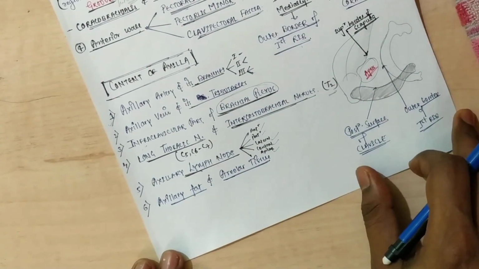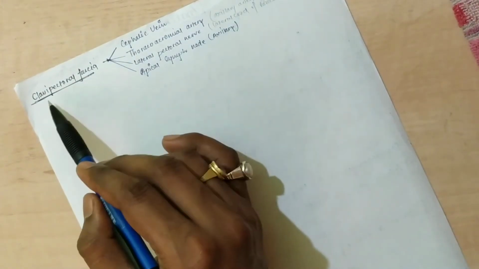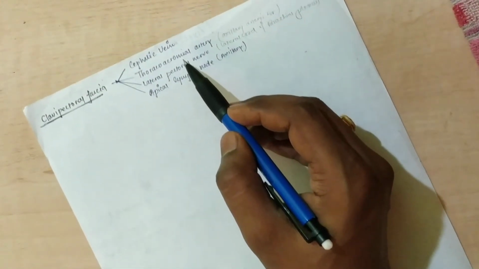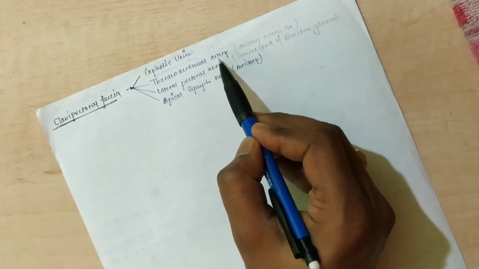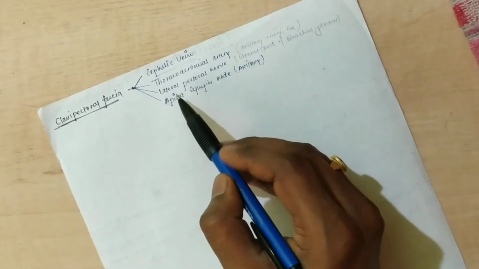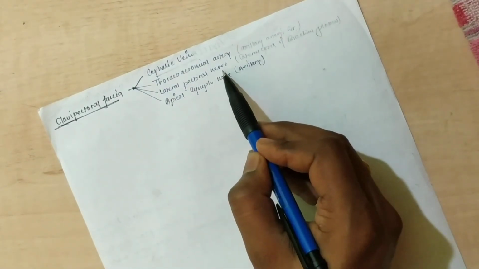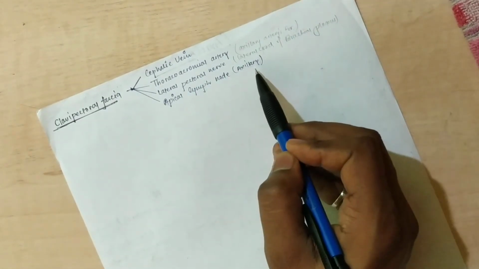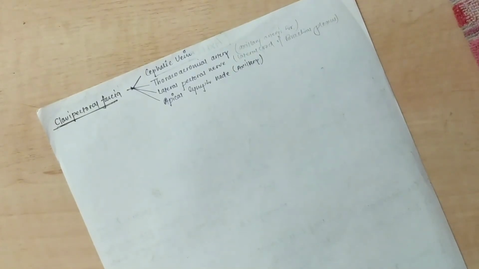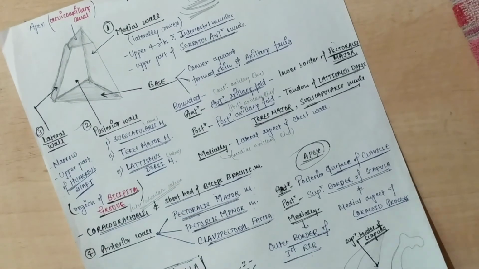Now we will talk a little bit about the content of the clavipectoral fascia. The clavipectoral fascia contains the cephalic vein and the thoracoacromial artery, which is a branch of the axillary artery. And after that, the lateral pectoral nerve, which arises from the lateral cord of the brachial plexus, and the apical lymph nodes. So guys, this is all about the axilla, and I hope you have understood it.